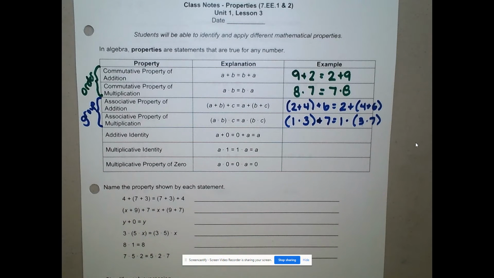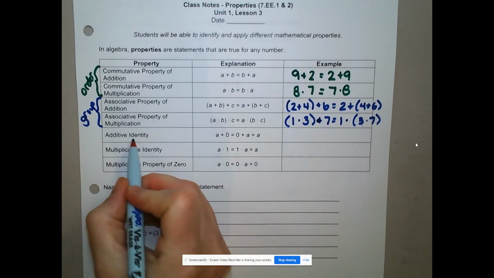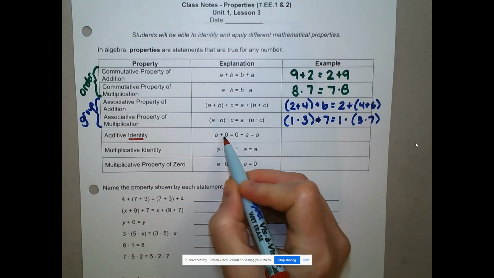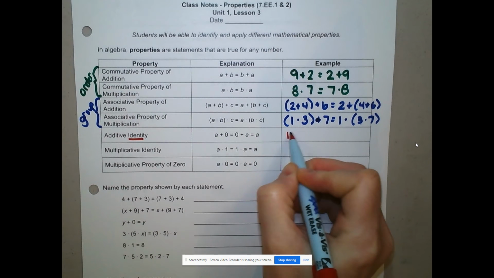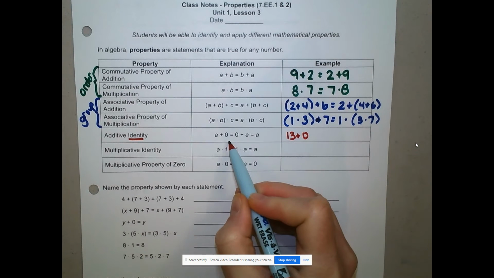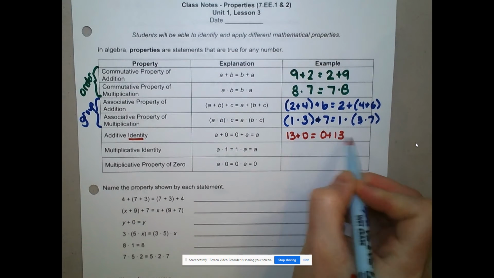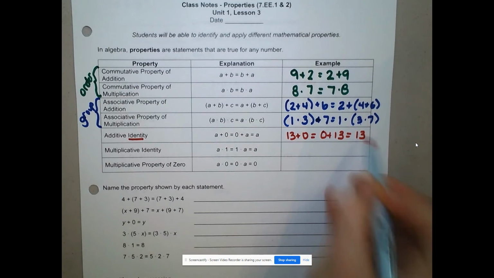Now, the next one is called the additive identity. So this is about a number keeping its identity. So if I start with a number and add 0, let's say 13 plus 0, that would be the same or equal to doing 0 plus 13. And in both cases, the number 13 gets to keep its identity. It stays 13.